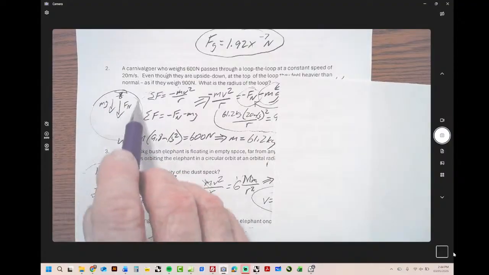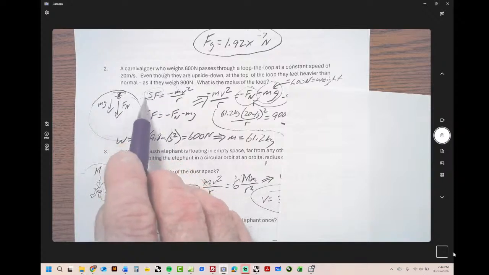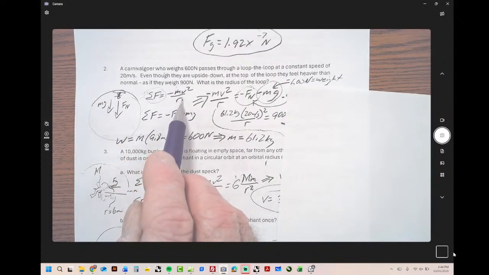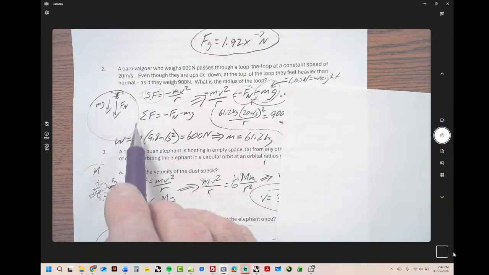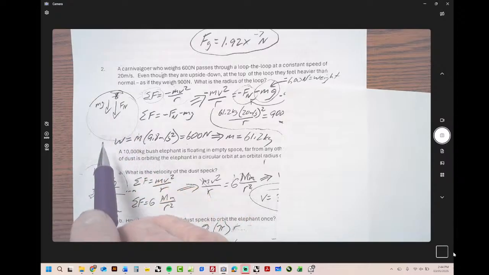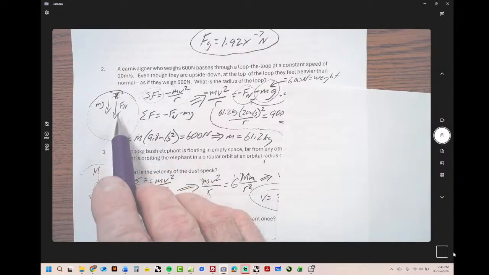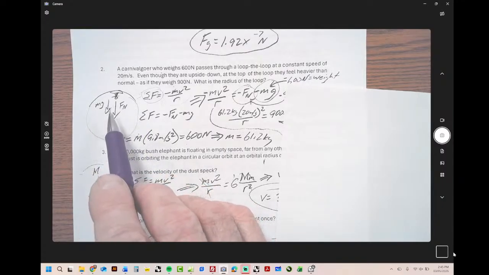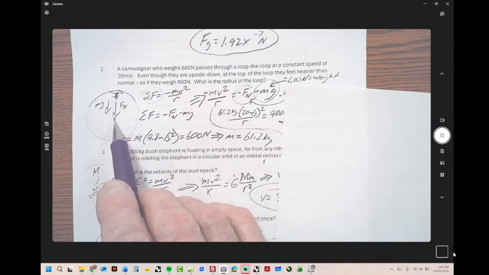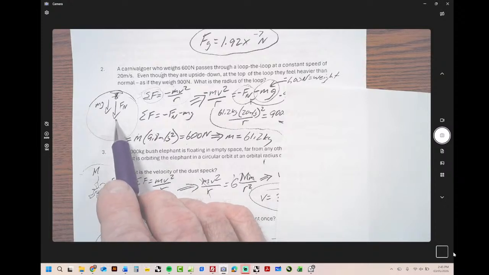So since this is somebody at the top and they're in circular motion, then we know that the net force is equal to mv squared over r. That is the net force when something is in uniform circular motion. And the reason this is negative is because at the top they're accelerating toward the center. In circular motion, you're always accelerating in the direction of the center, which means when you're at the top, you're accelerating down because the center is below you. But then if you're at the bottom, you're accelerating upward because the center is above you.